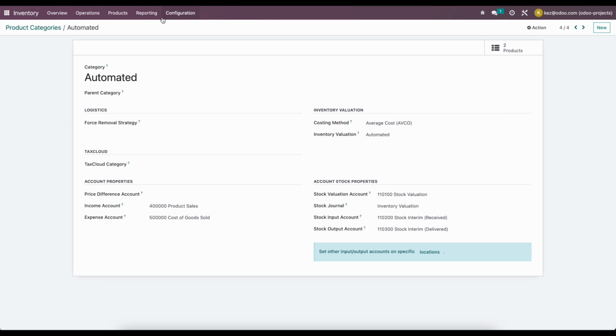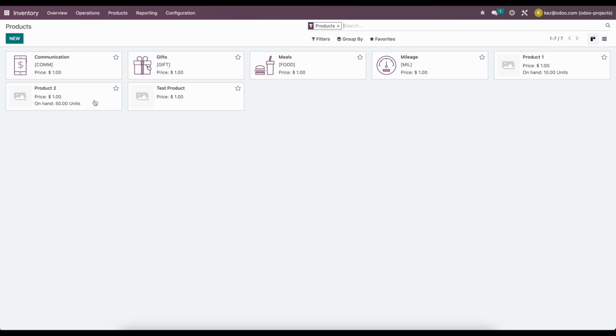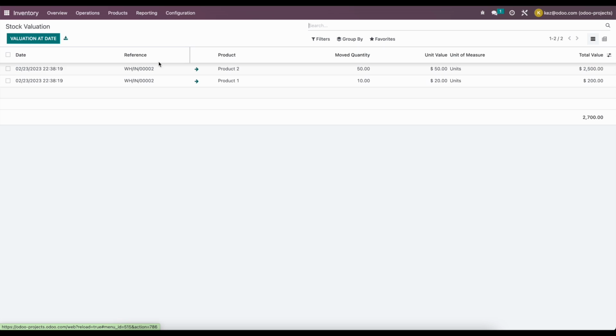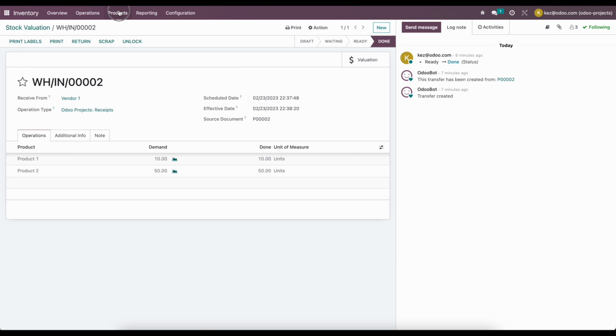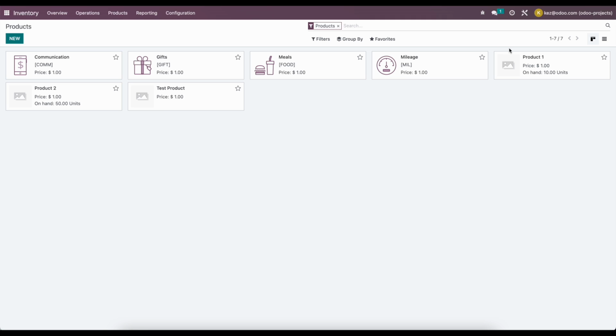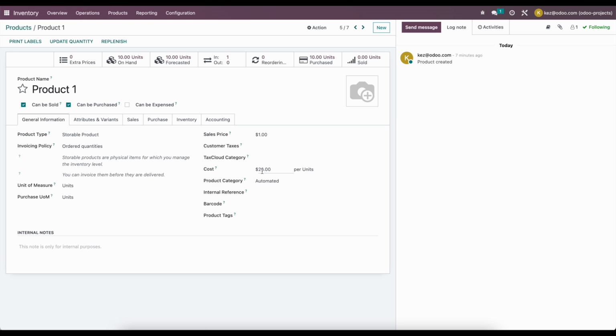So in order to achieve this, we have a couple of products that are in stock. We have our product one and product two. We'll look at that in our valuation menu item here. And we see we have 50 units of product two, 10 units of product one, with each unit valued at $50 and $20. Those are also going to be reflected on the product itself. So if we go into our products here and we look at product one, we'll see that the cost price is $20 per unit and the cost price of product two is $50 per unit.